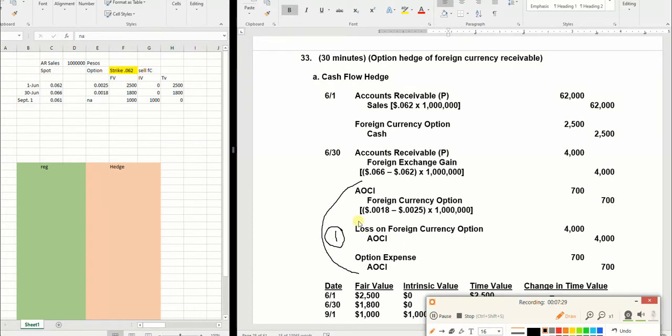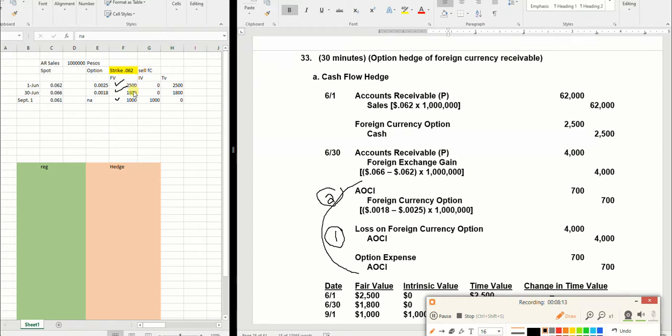The second one is I'm going to adjust for the fair value of the option. So notice the option is going to go from 2,500 to 1,800 to 1,000. That's your first entry. Notice in the forward contract, I adjusted the fair value of the forward contract a little bit differently because I basically did not pay for it, didn't have an original entry. So my foreign currency option has to go from 2,500 down to 1,800. So this is my second entry. I need to take my option down by $700 to get it from 2,500 to 1,800.